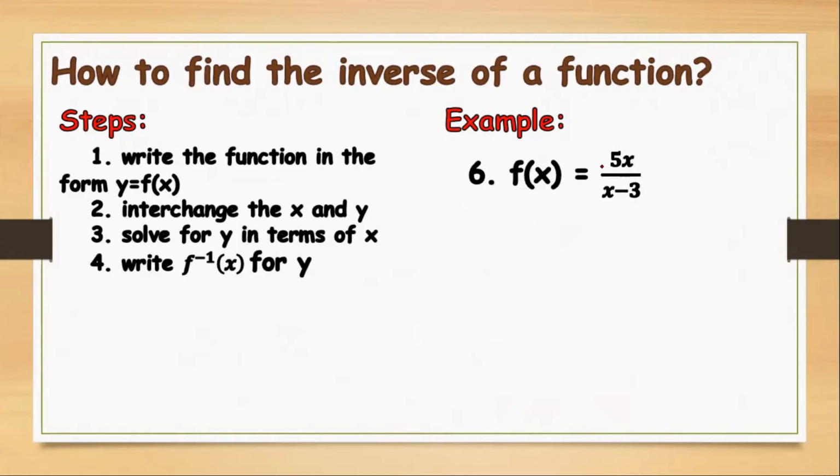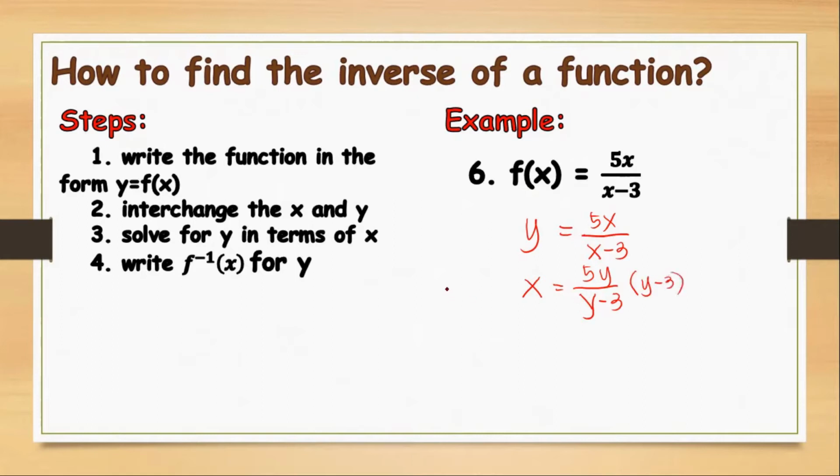So number 6 is a rational function, and so it may be a little bit complicated, but I hope I can help you. So first step is to change that into y equals 5x over x minus 3. Then interchange your x and y. So we have x equals 5y all over y minus 3. Then, since we have to solve for y in terms of x, we have to multiply both sides by y minus 3.